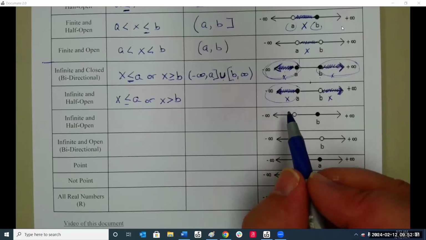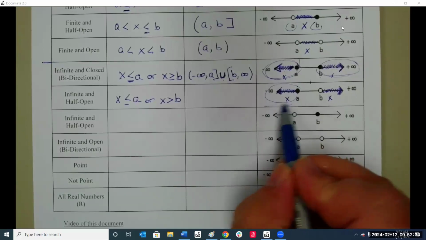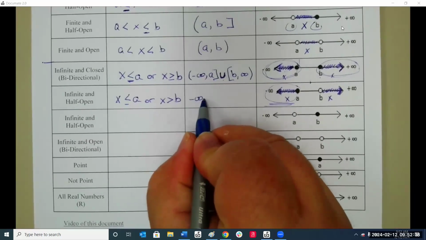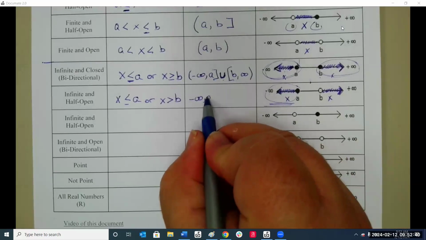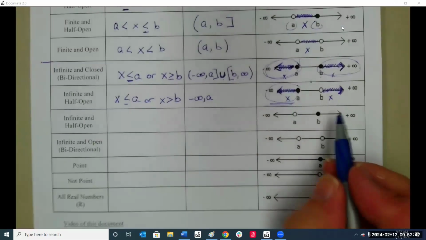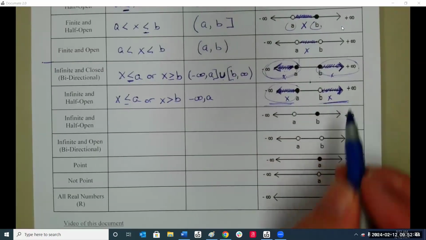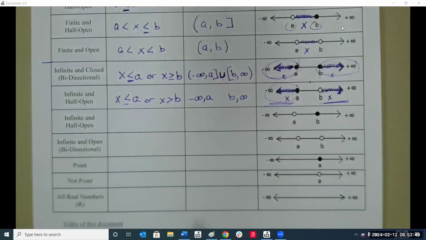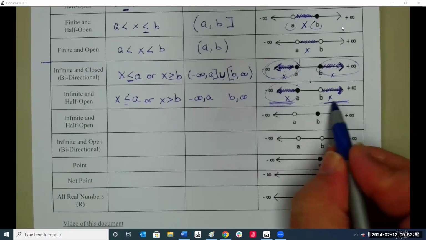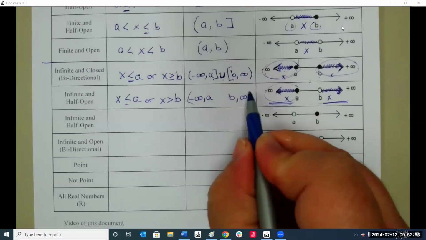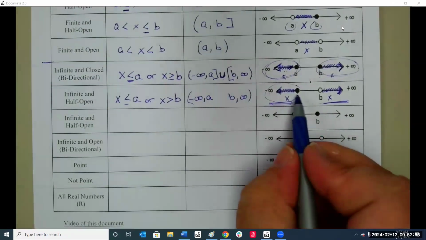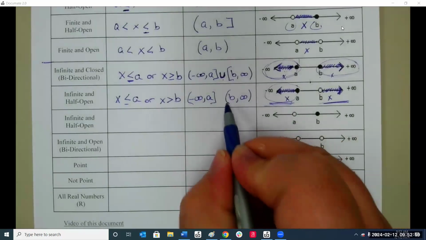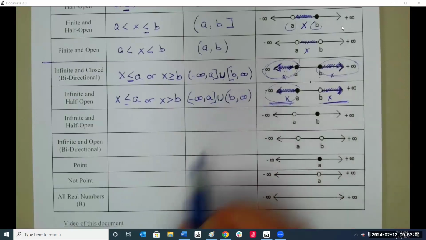Now, looking at the intervals, we have two sets of intervals. We have this interval, which goes from negative infinity to a, and the second interval goes from b to positive infinity. We have two intervals. Infinities are always parentheses. Solid is a bracket, open is a parenthesis, and a union goes in the middle.